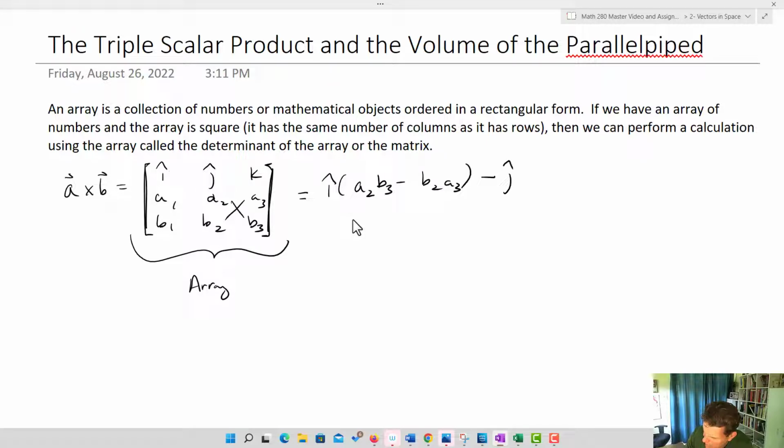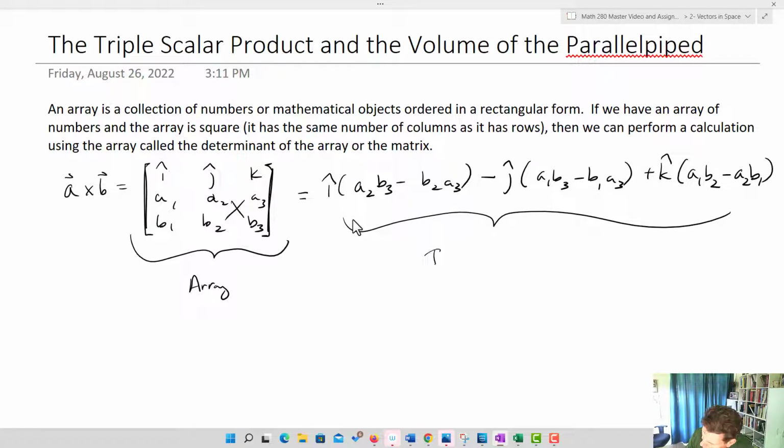minus j times A1 B3 minus B1 A3, plus k times A1 B2 minus A2 B1. Okay? And this is the determinant of this array. So that's the determinant of the array.